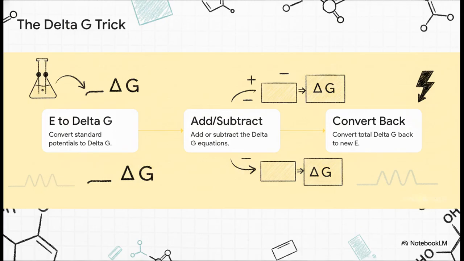Section 5, the delta G trick. All right, welcome to the boss battle. Here is a golden rule. You can never, ever add intensive properties like E0 values directly together. It doesn't work. Instead, if you want to find a third electrode potential from two given ones, you have to follow 3 exact steps.